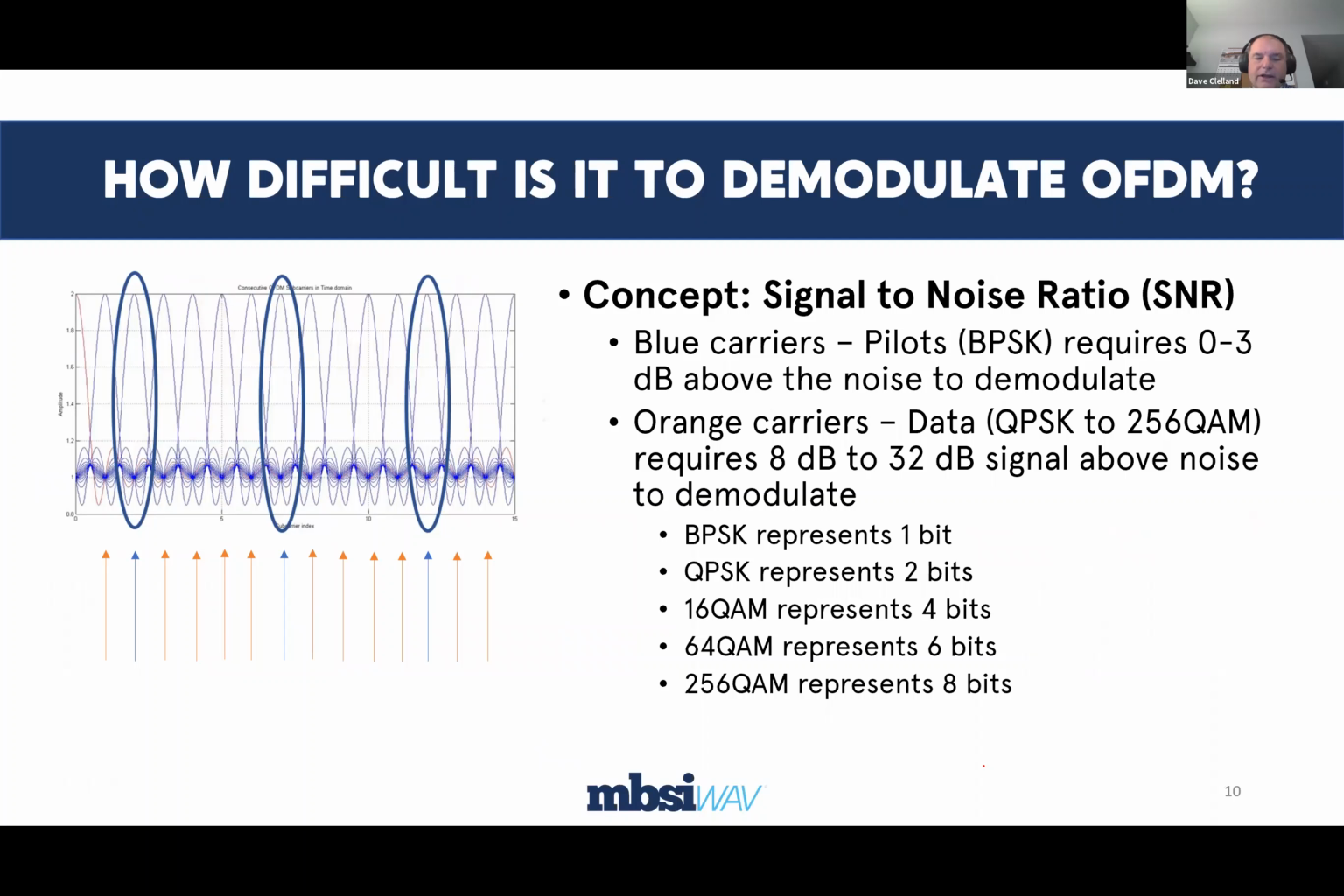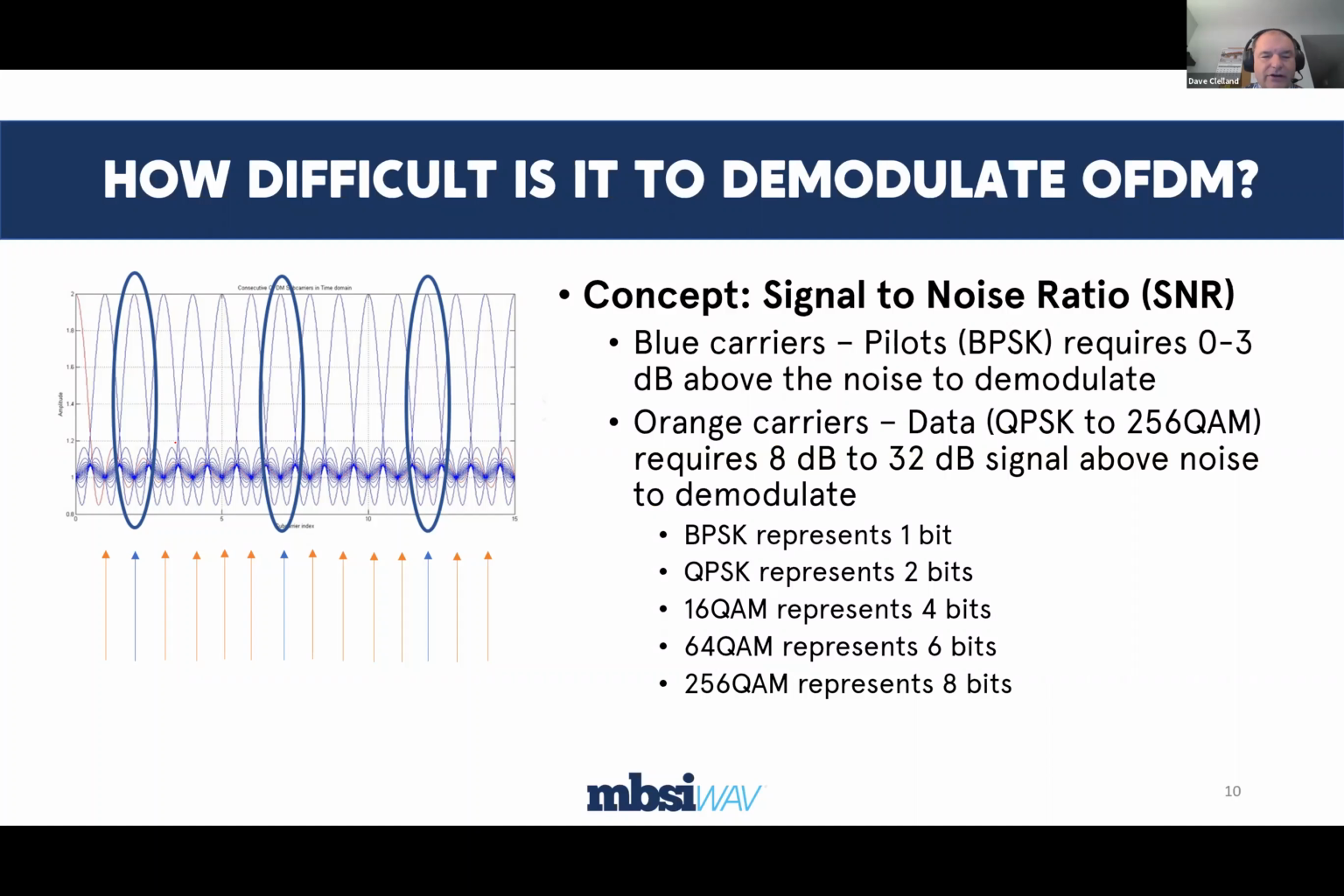All right. So let's look at some concepts here, the concept of signal to noise ratio. Now, we've seen it before. I've presented this plot: QPSK through 256 QAM takes from 8 to 32 dB signal to noise ratio to be able to demodulate it.